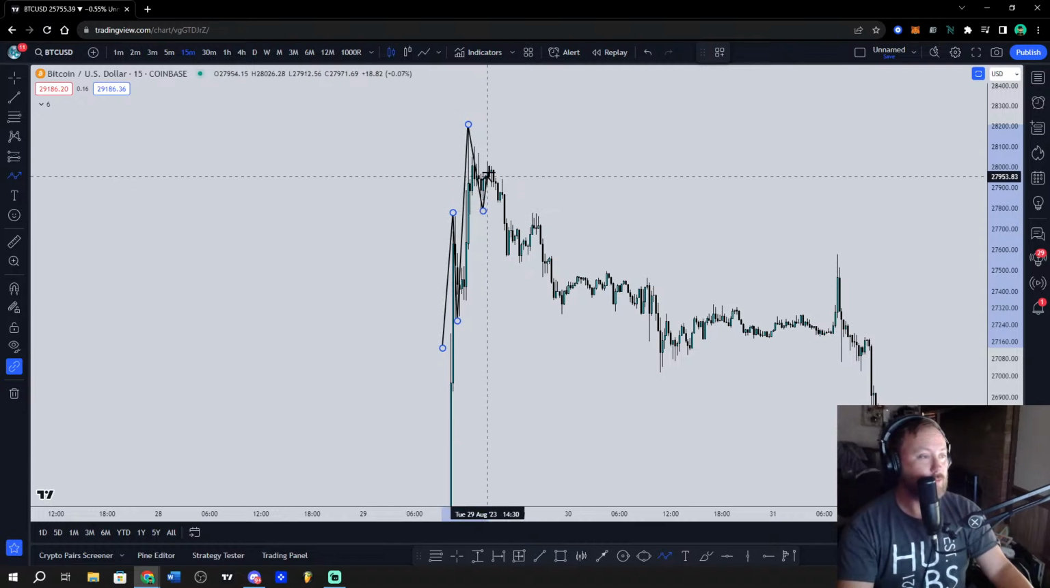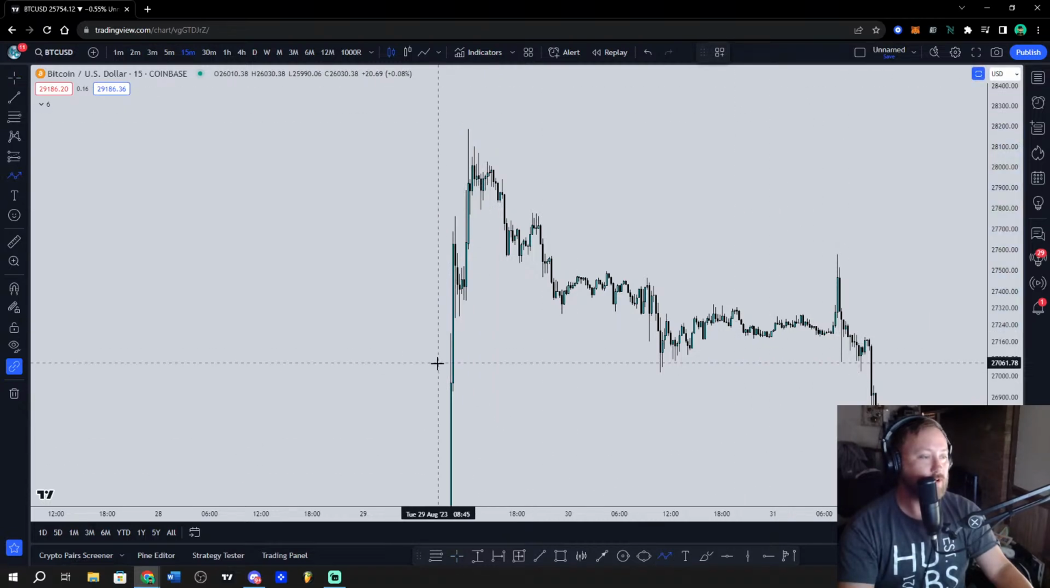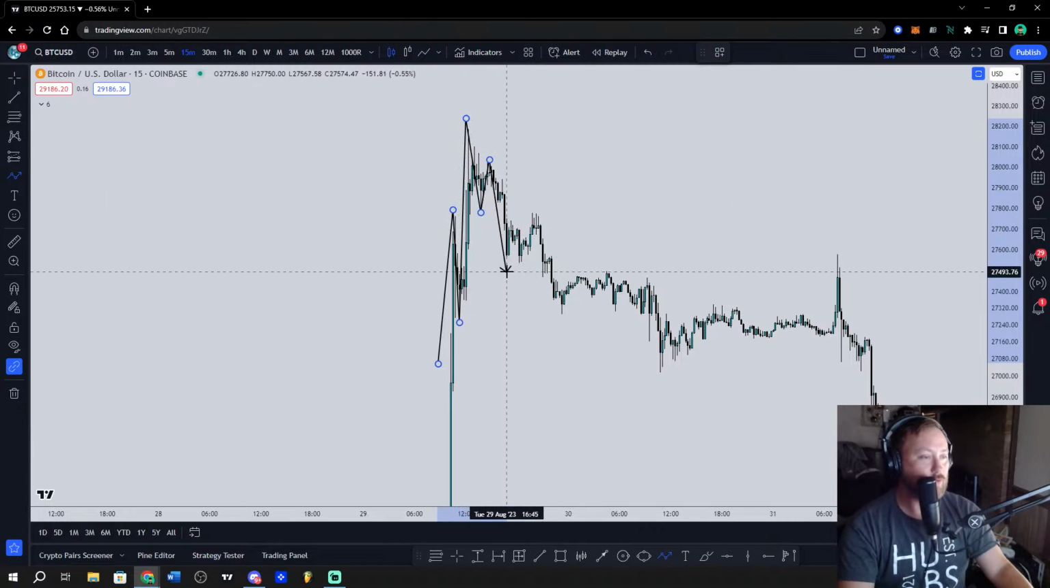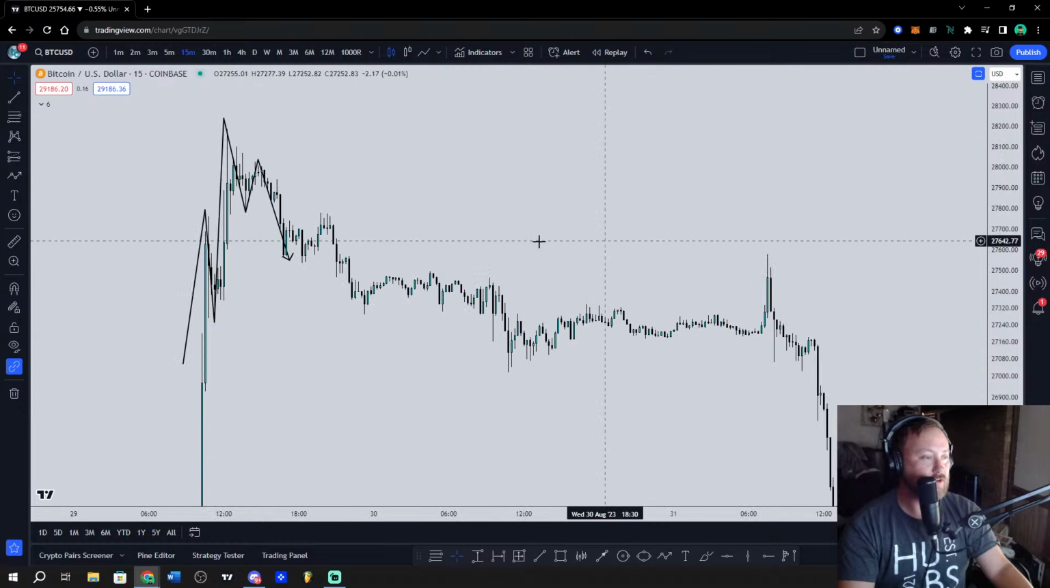Why? Because price delivered to the upside again before it moved back down. So we had up, down, up, down, up, and then we broke this low, and we also broke that low with displacement. Displacement is just quick movement, and that is where you would see that imbalance, which is a fair value gap.